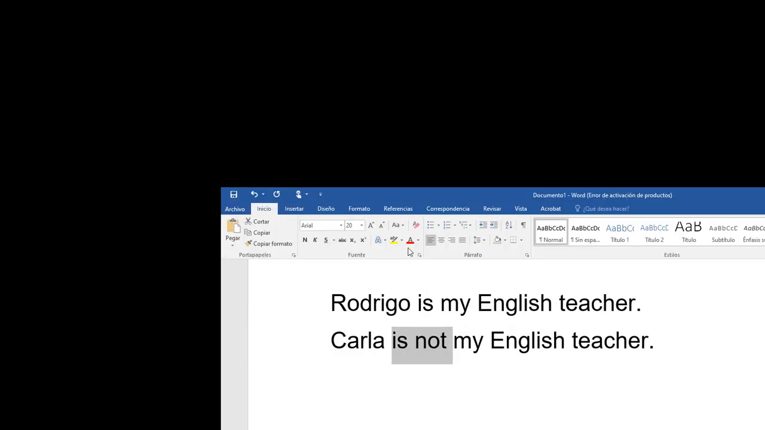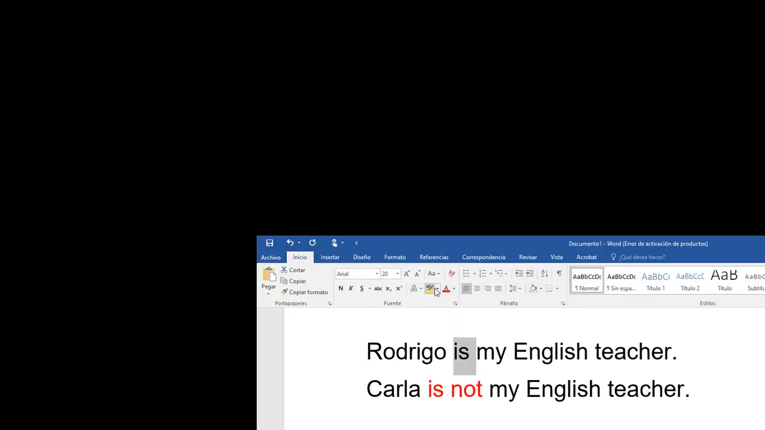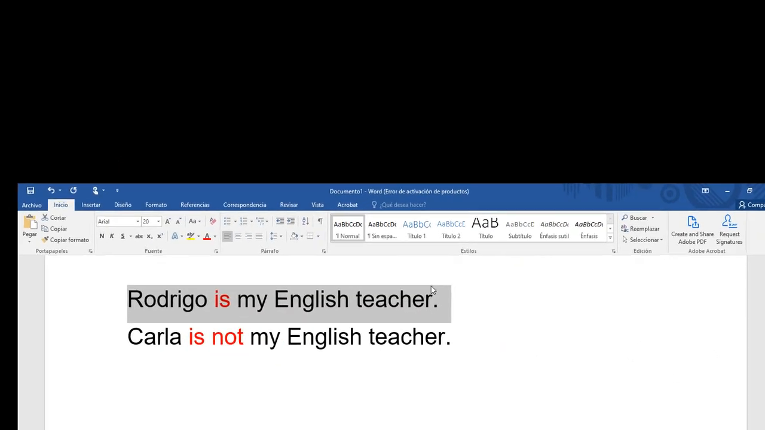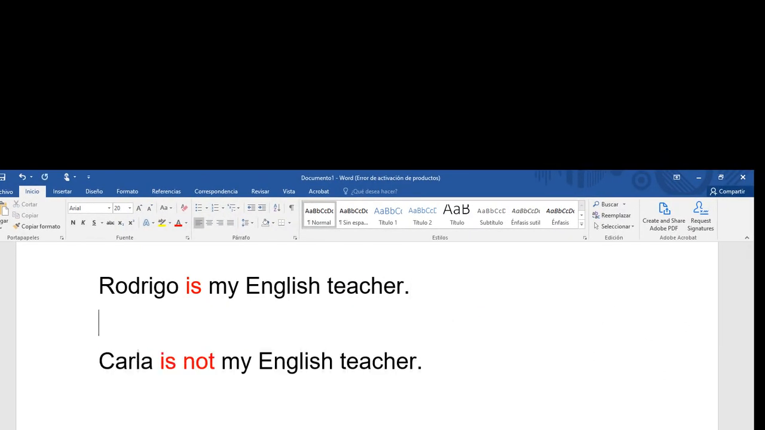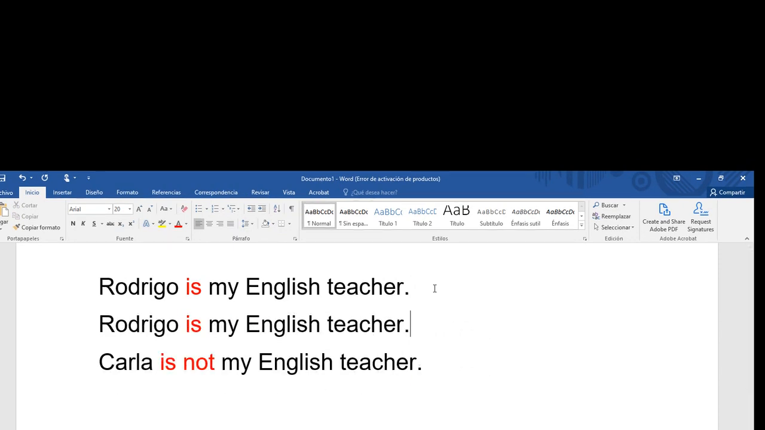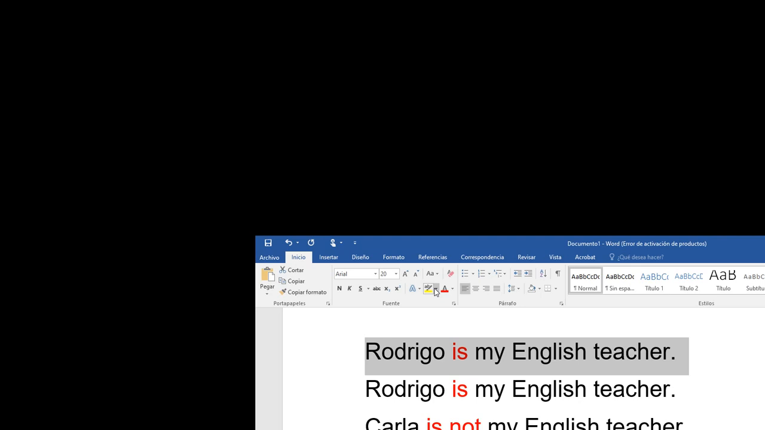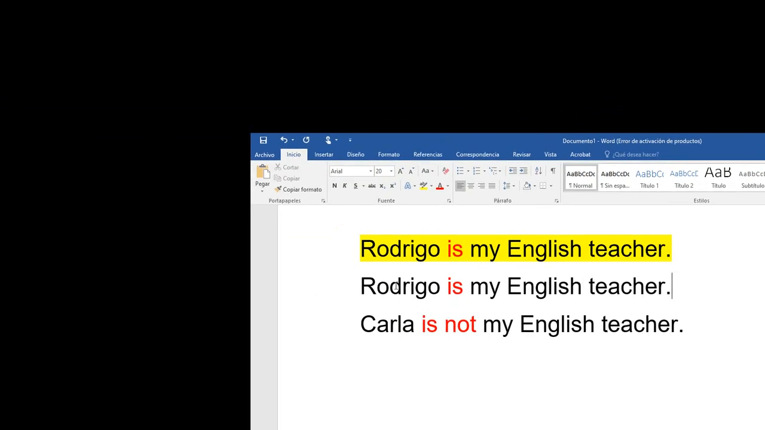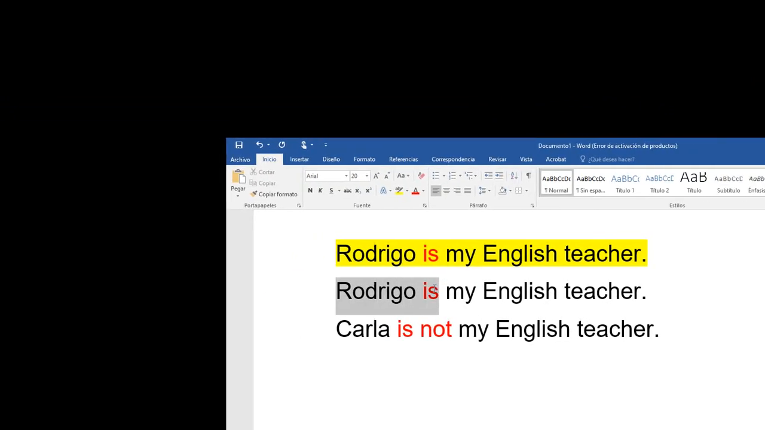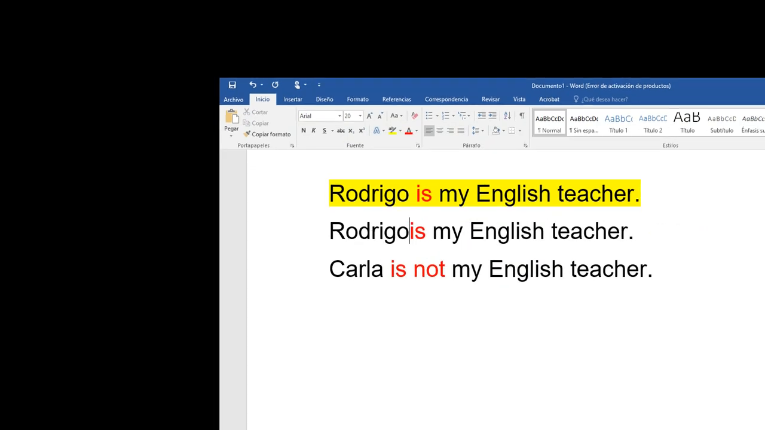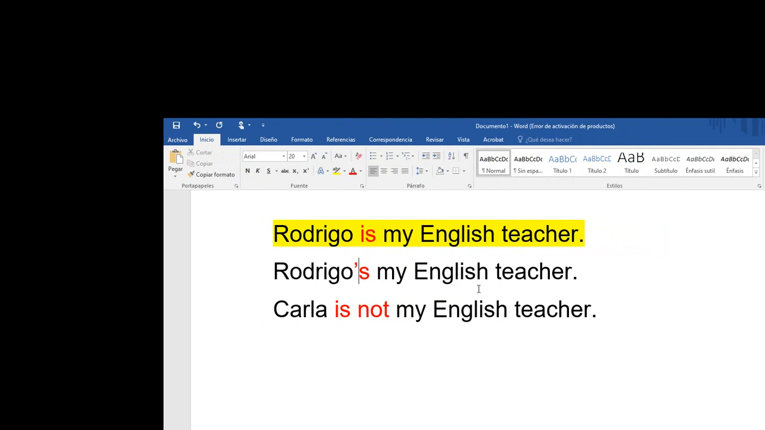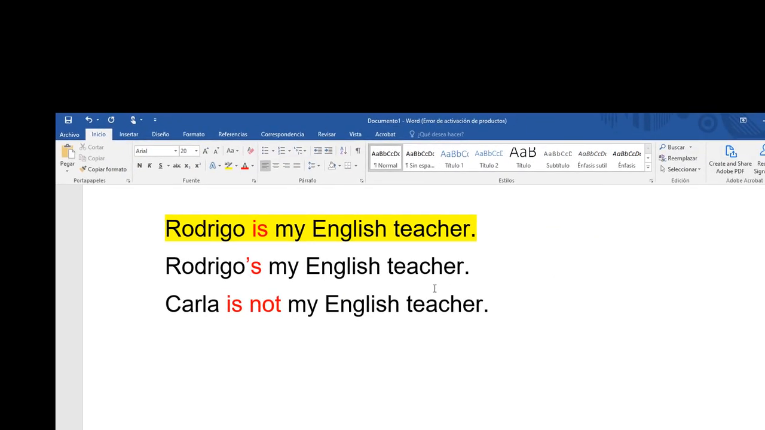We have two words here to make the negative and just one to make the positive one. There you go. So in the first sentence, we're going to just copy this sentence down below. Yes, exactly the same. But here, all you've got to do is just highlight that. Now, remember, we need to make a contraction of these two words. We're going to push them together. What happens? Let's see. Rodrigo is, yes. Now, of course, we need to delete one and then put an apostrophe in its place. There you go. Rodrigo's my English teacher. Yes. All right, so far, so good.